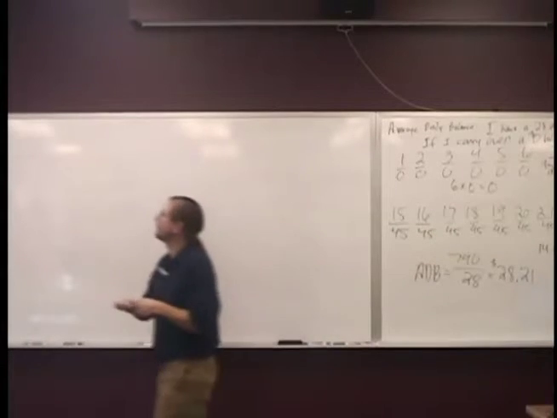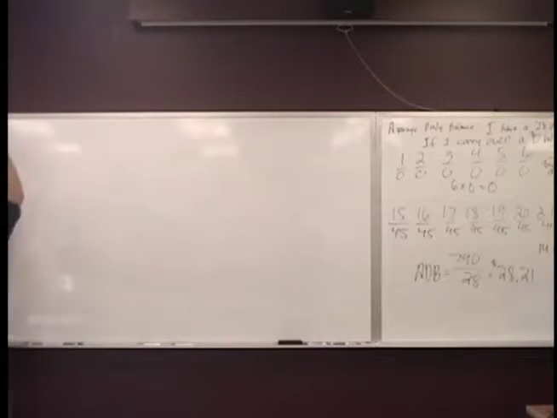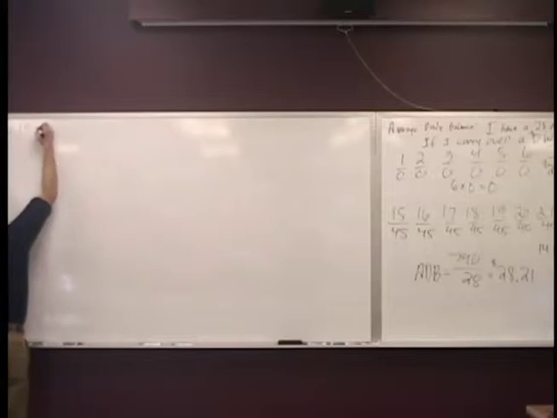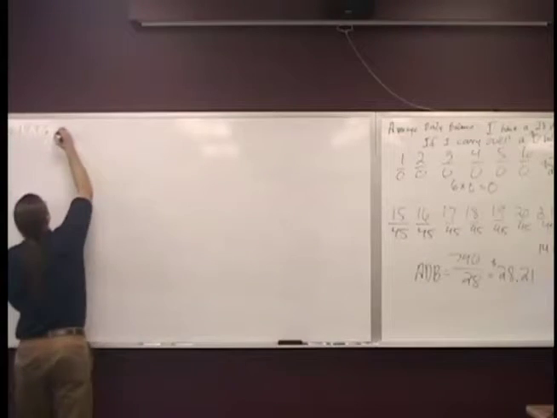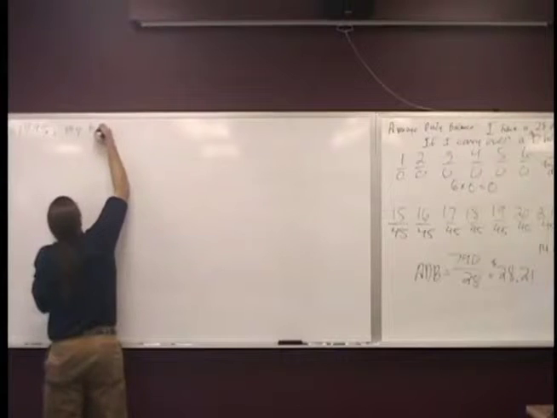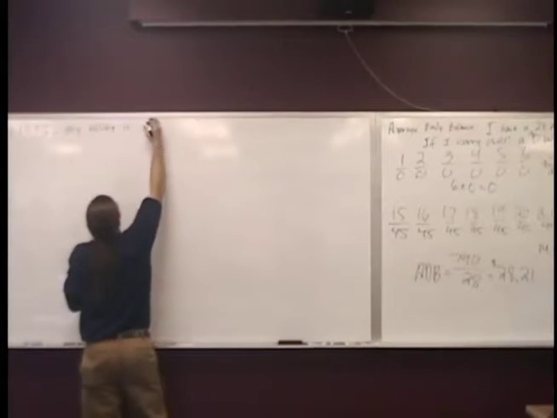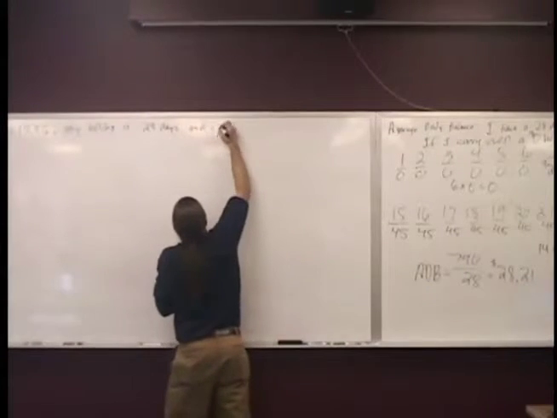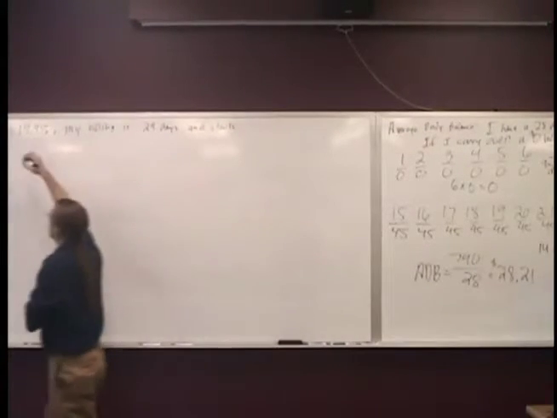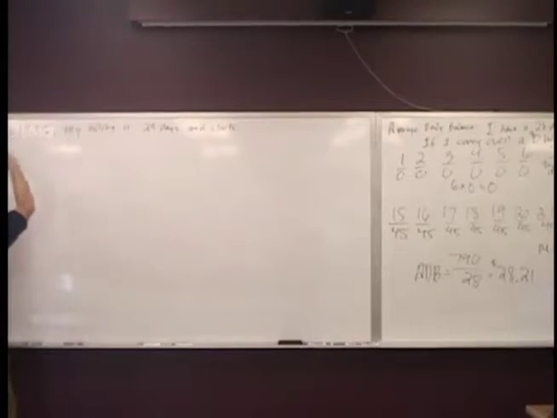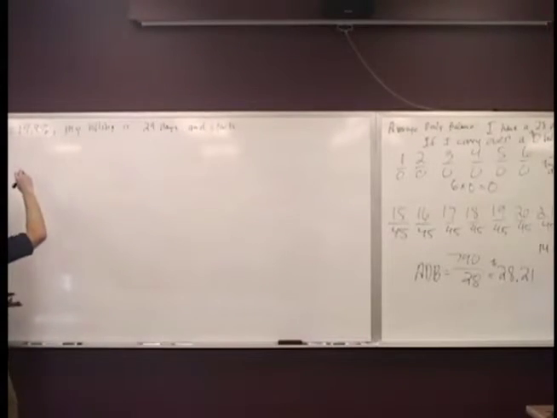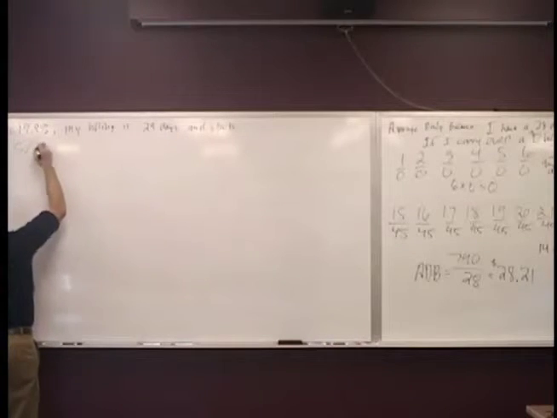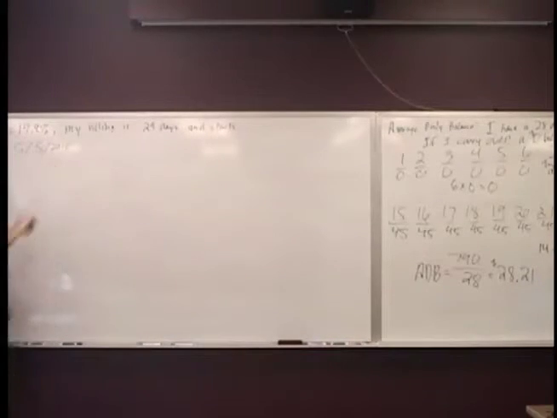All right, so I have a credit card, and the APR is 19.9%. My billing cycle is, let's go with 29 days, and starts on, let's say, May 5th, 2013.